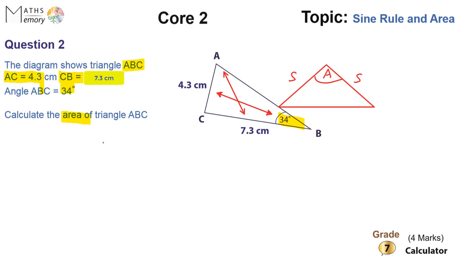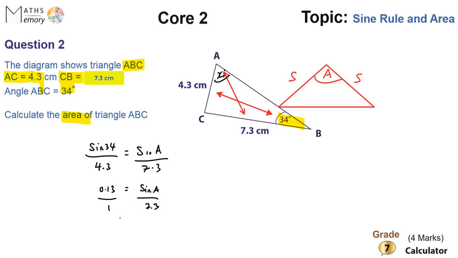So we're going to first of all write this down. So sine 34 over 4.3 equals sine A. This is the angle we want to find out, by the way. Angle A over 7.3. Let's divide this full fraction pair together. We're going to get 0.13 equals sine A over 7.3. Put a 1 there, we'll cross multiply. So therefore, sine A, if we do 0.13 times 7.3, we're going to get an answer of 0.949.